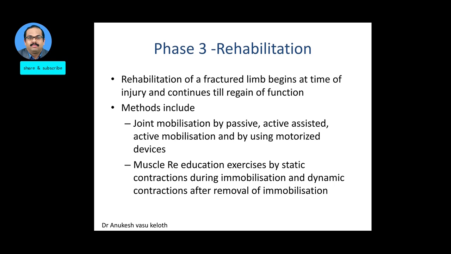Now the phase 3 or rehabilitation. It is one of the most important phases in fracture management. Rehabilitation of a fractured limb begins at the time of injury and continues till regain of near normal function. So we have methods like joint mobilization. That is, you can use passive mobilization, active assisted mobilization and active mobilization. And you can also use a motorized device for the mobilization.